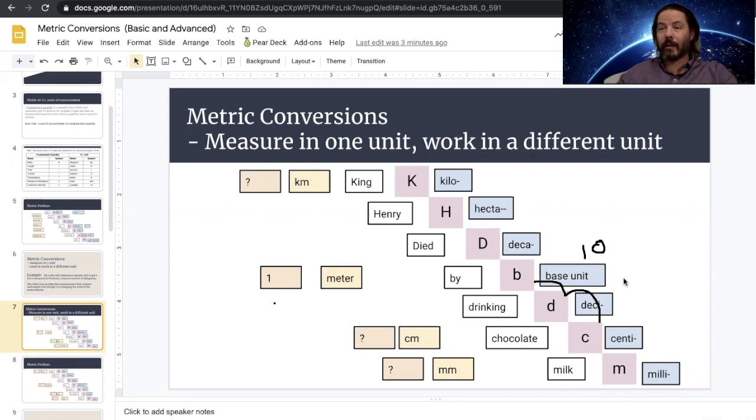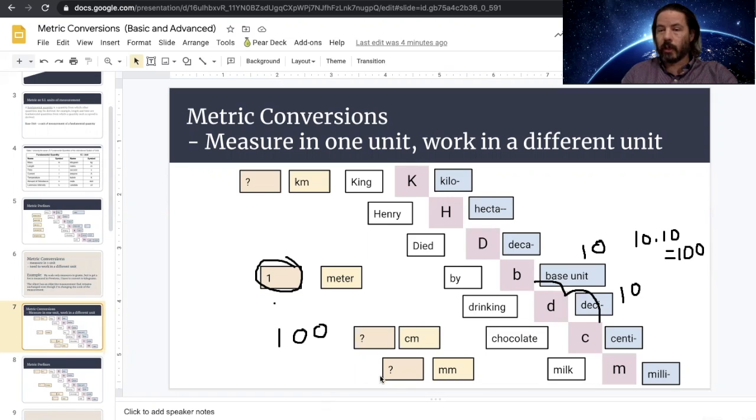So as we go down and to the right, we're going to multiply times 10, but we're going to go down 1, 2 steps. So we're going to go 10 times 10, which is 100. If we multiply 100 times this number that we have here, we will get how big the number is in centimeters. So it happens to be 100 centimeters.